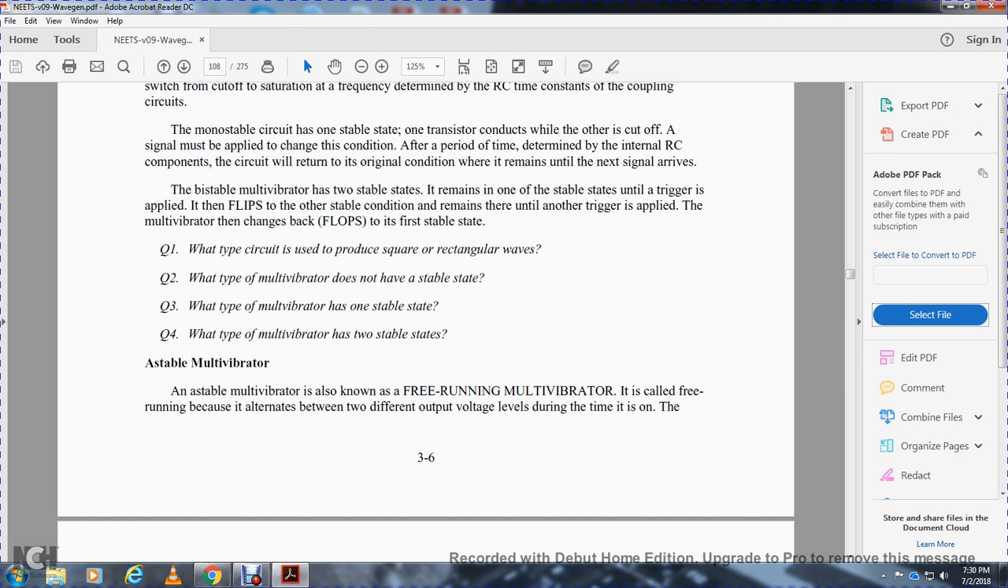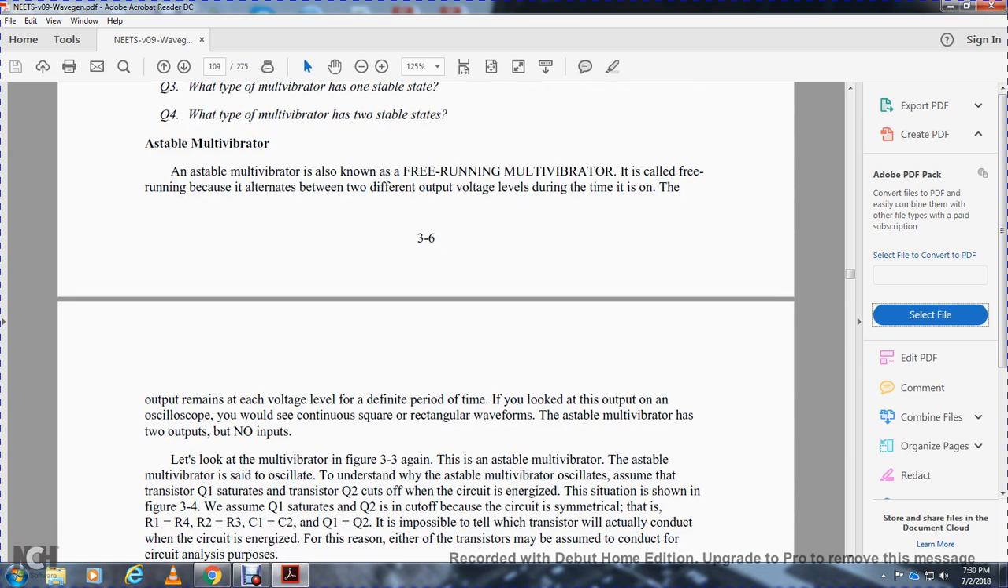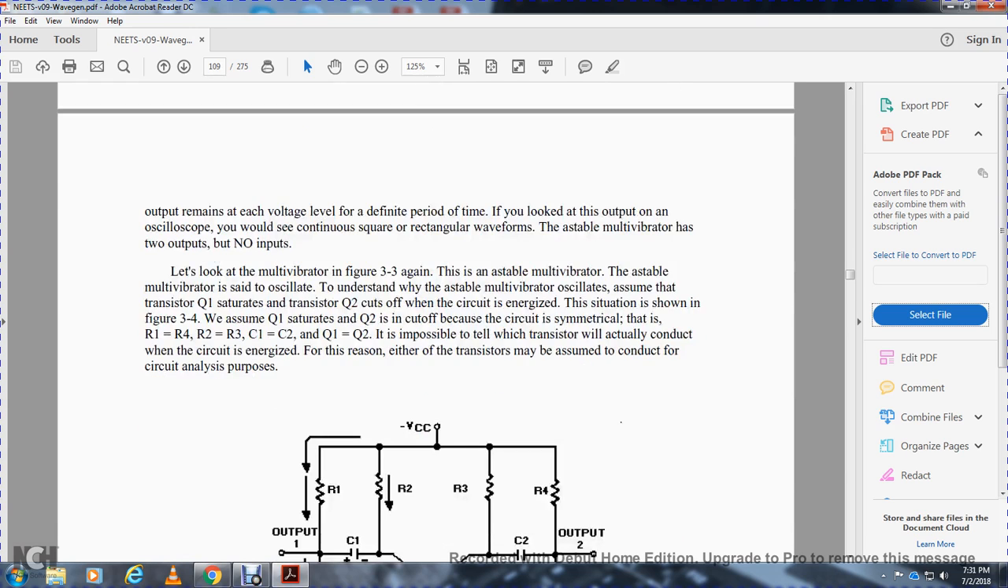The astable multivibrator is known as a free-running multivibrator. It is called free-running because it alternates between two different output voltage levels the entire time it is on, but the output remains at each level for a definite period of time. If you looked at the output on an oscilloscope, you would see a continuous square or rectangular wave. This is the astable multivibrator: two outputs, no inputs.